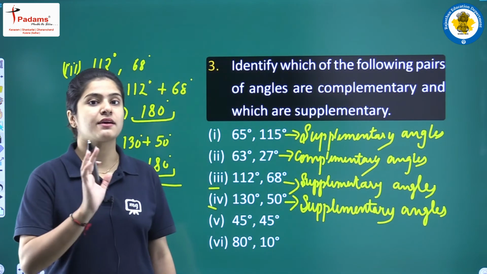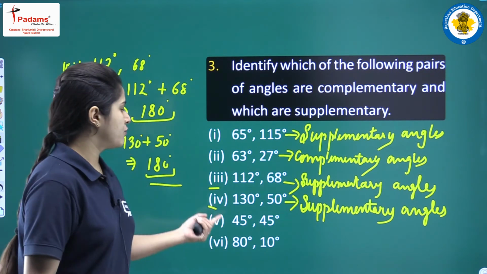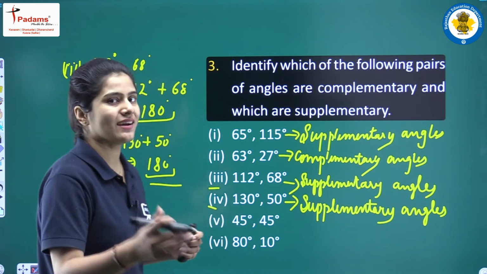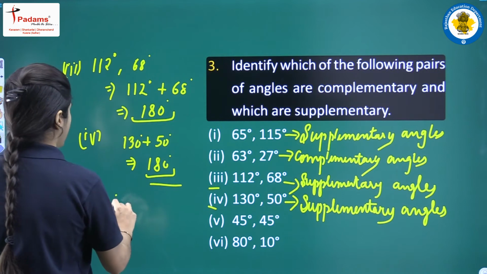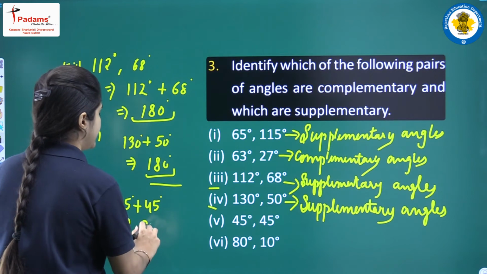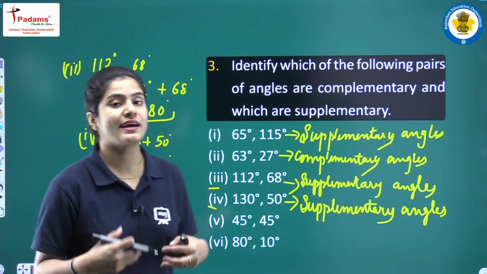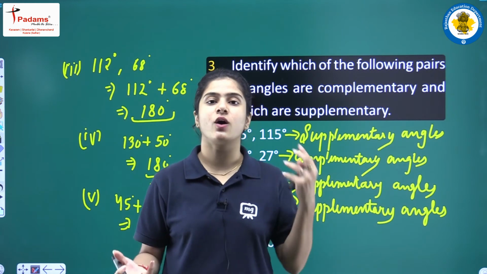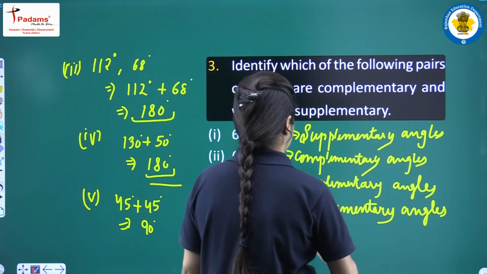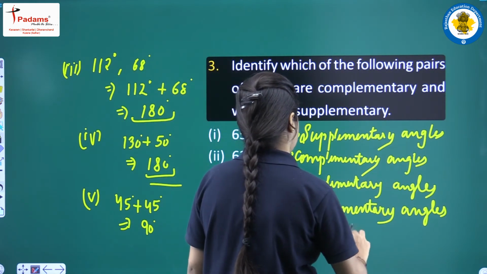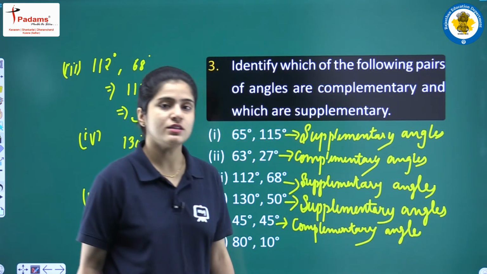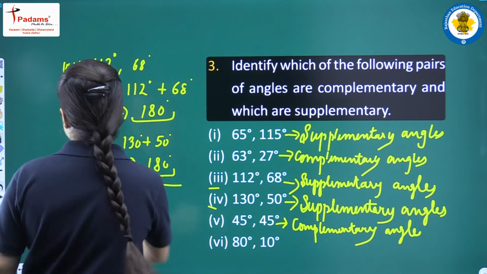Okay, now students, looking at the fifth part, what is the fifth part students? 45 degree and 45 degree. What is the sum of these two angles? Okay, 45 degree and 45 degree. The sum of these two angles is equals to 90 degree. Clearly, when the sum of two angles is equals to 90 degree, then those two angles are called complementary angles. Okay students, so these are complementary angles, right?